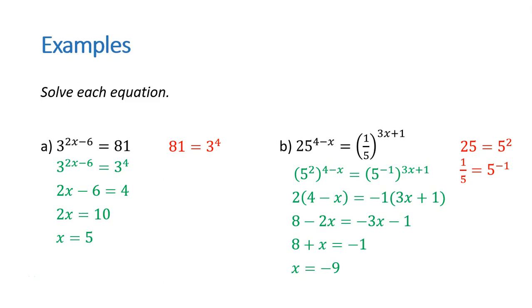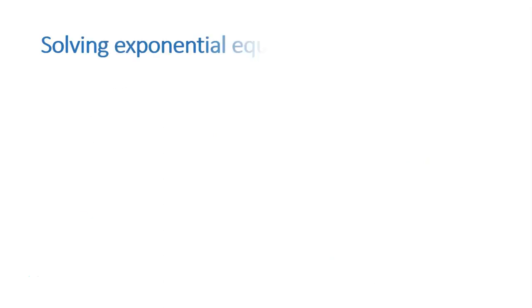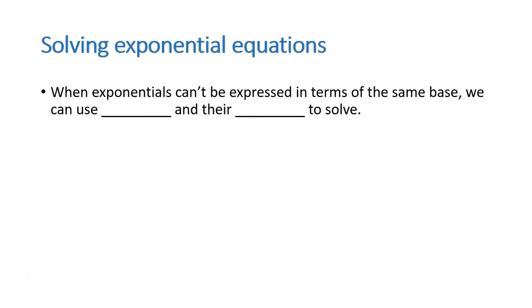So these two examples really represent our ideal situation. If we can write everything on each side of the equation in terms of the same base, then the fact that the equations are exponential doesn't really matter. We essentially just drop off the bases, set the exponents equal, and we typically have a really simple equation that we can solve using basic algebra. However, what happens when we can't express exponentials in terms of the same base?